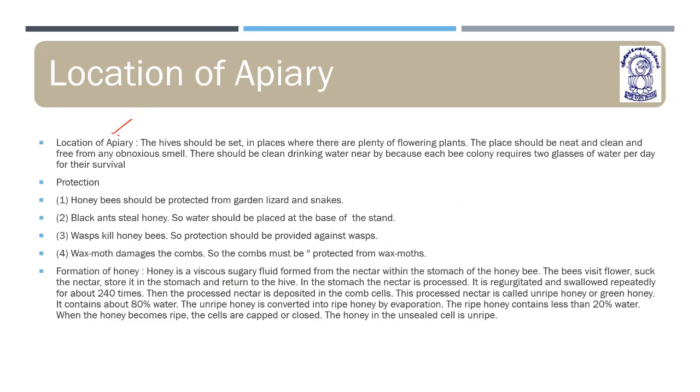Location of apiaries. The hive should be set in a place where there are plenty of flowering plants, which is very important. The place should be neat and clean and free from any obnoxious, foul smell. There should be clean drinking water nearby because each honeybee colony requires 2 glasses of water per day for survival. So the hive should be set where there are plenty of flowering plants, and the place should be neat, clean, and free from any obnoxious smell.